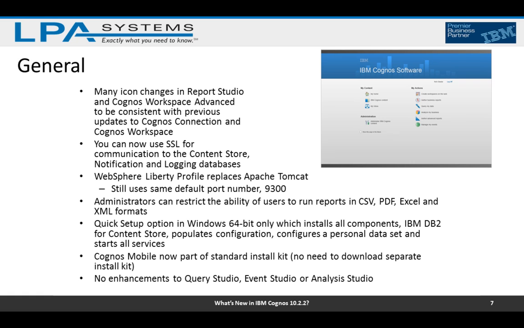Administrators can now restrict the ability of users to run reports in particular outputs. This way, if you have had trouble in the past with people inadvertently running, let's say, an Excel 2002 format, you could turn that off. If you don't want people to do outputs into 20,000 page PDFs, you could turn that off. And that's all done through role and group security that we're used to.